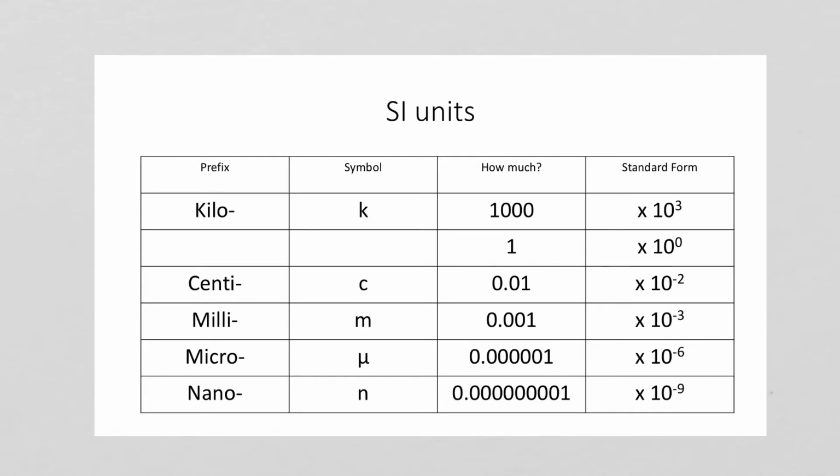Kilo, by the way, comes from the Greek. Centi and milli come from Latin by way of French. So cent in French is 100. 0.01, so a centimeter is 1/100th of a meter, which is 10 to the minus 2. Milli is 10 to the minus 3. Micro, which has this Greek letter there, is 10 to the minus 6. And nano is 10 to the minus 9, so super, super small.